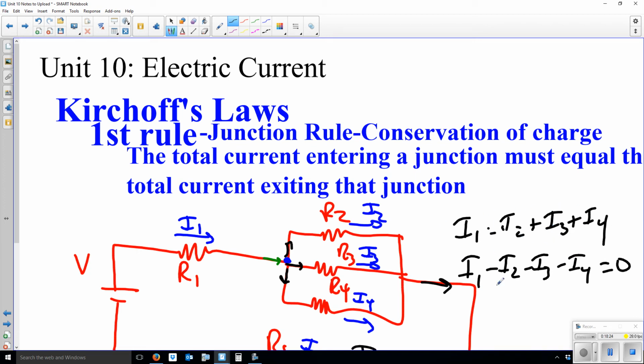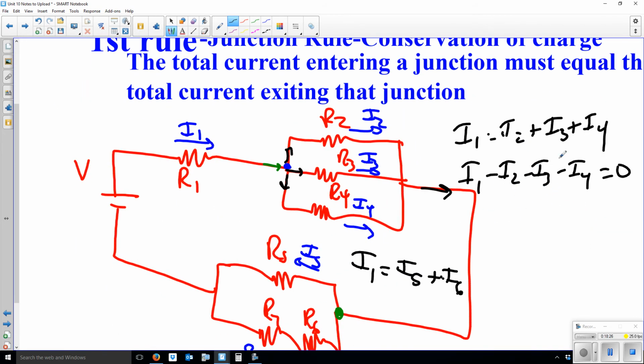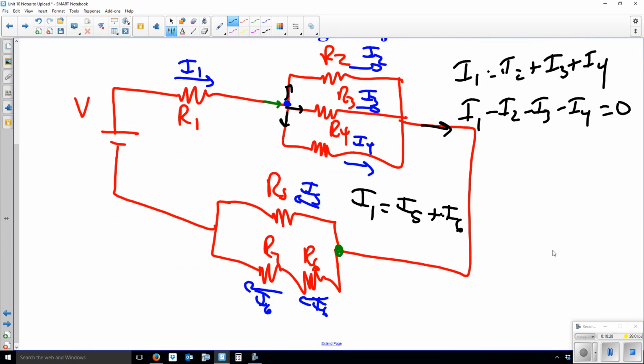And here on the bottom, because we come back to I1 right here, because it comes straight away back out, as it comes out here, I1 has to be equal to I5 plus I6. This whole branch gets a current of I6. We don't have to double that. This is just one branch there, so that must be equal as well.